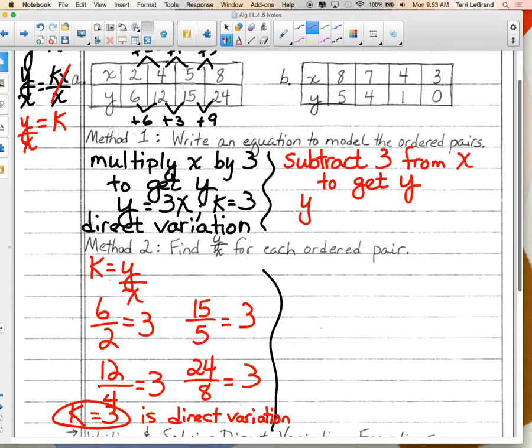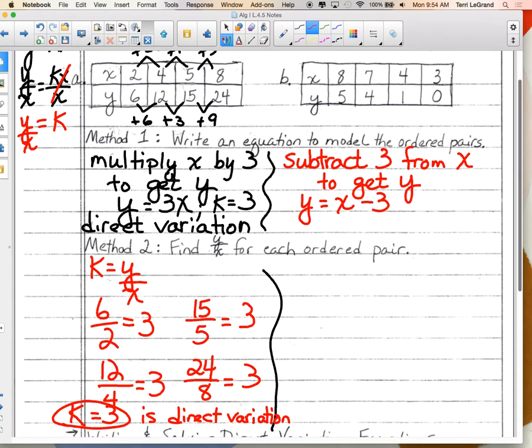So y equals x minus 3. This is direct variation. What do you think? Is it y equals kx form? Because what can't happen when the y is by itself, y equals kx, what can't you have? You can't have anything being subtracted or added.